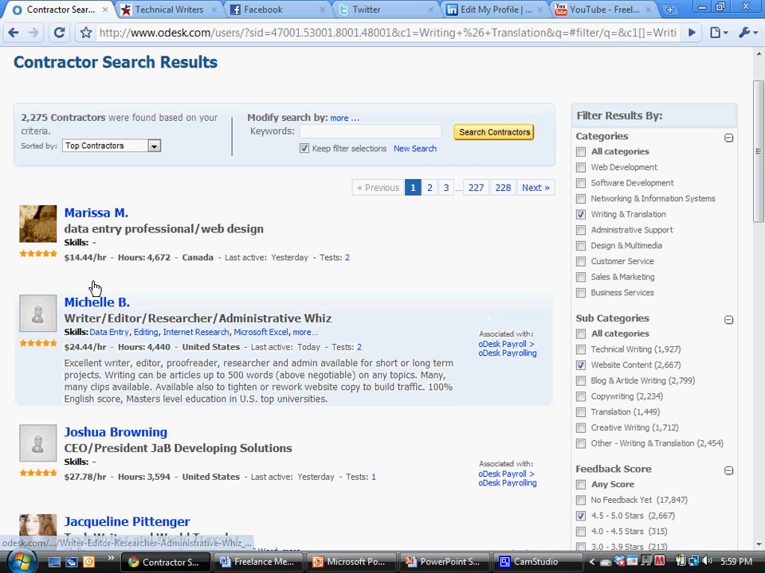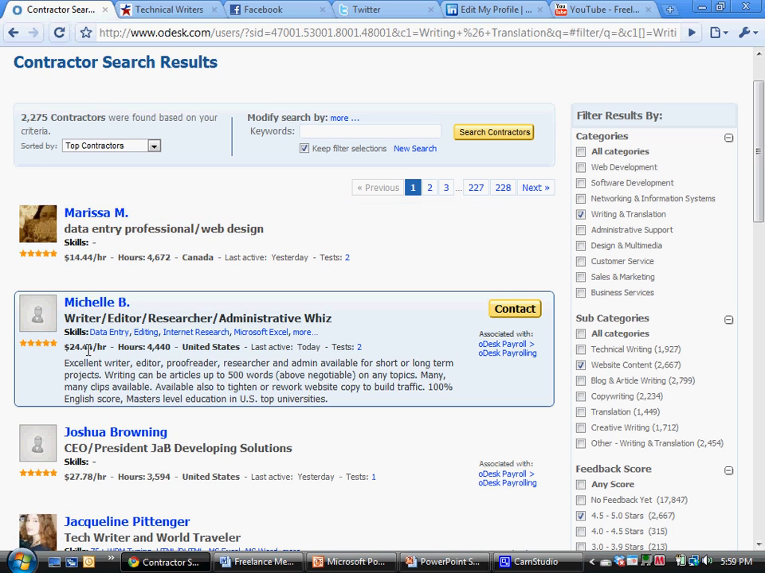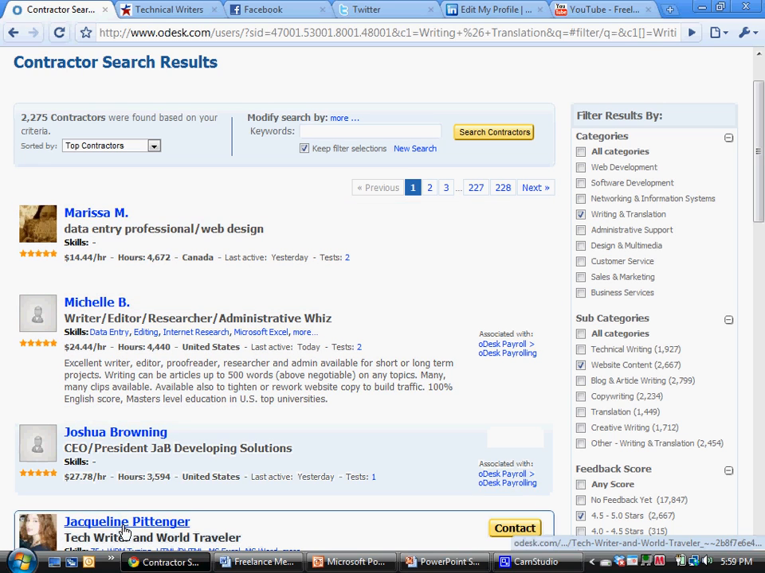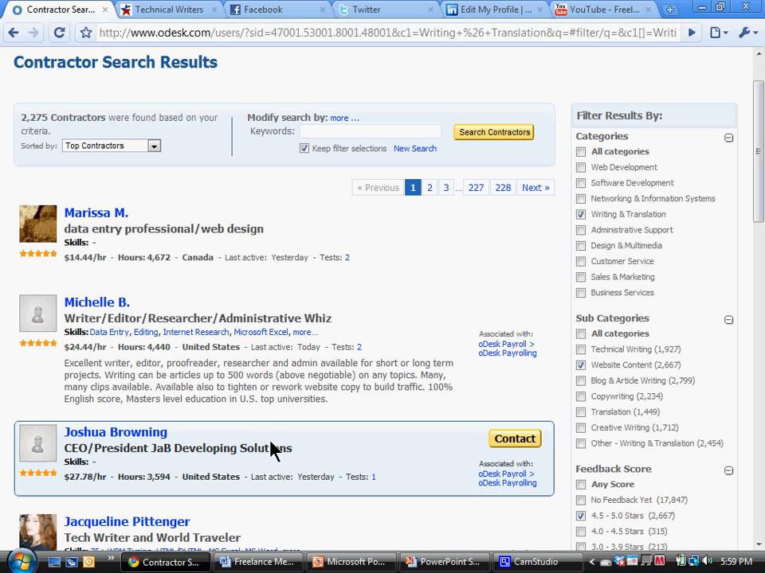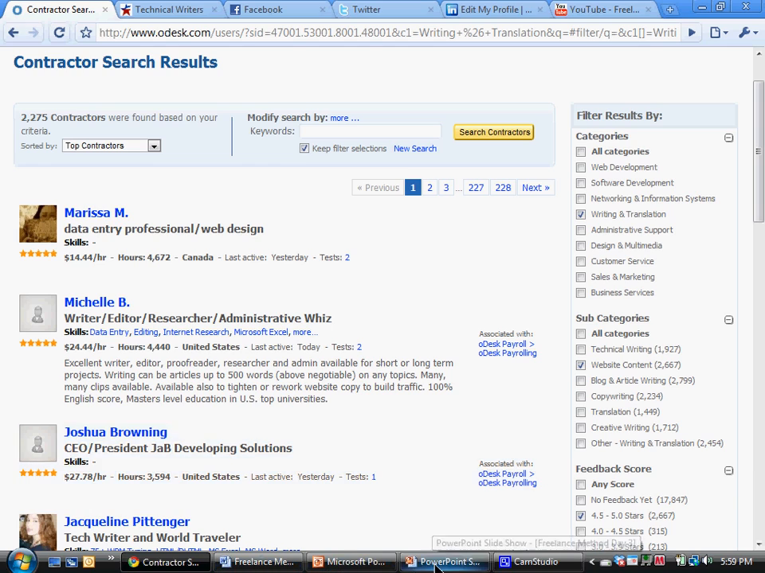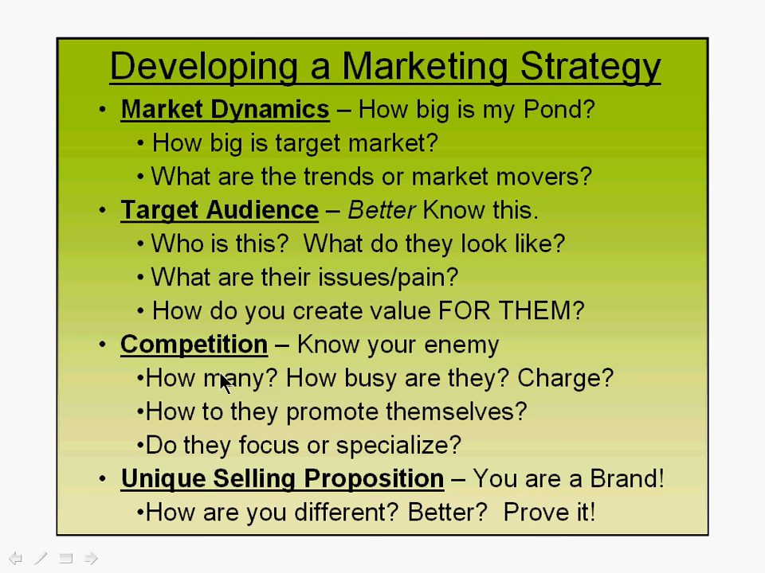are they making. $14 an hour, $24 an hour, $27 an hour. And you begin to figure out, well, this is what's going on in my field in terms of my competition. Because it's important to know how many are there, how busy are they. You can see the type of jobs and how often they're working. Figure out how much they charge. This is critical. How do they promote themselves? What's their billing? Are they technical? Are they creative writers? Do they have a specialized skill within a larger skill?